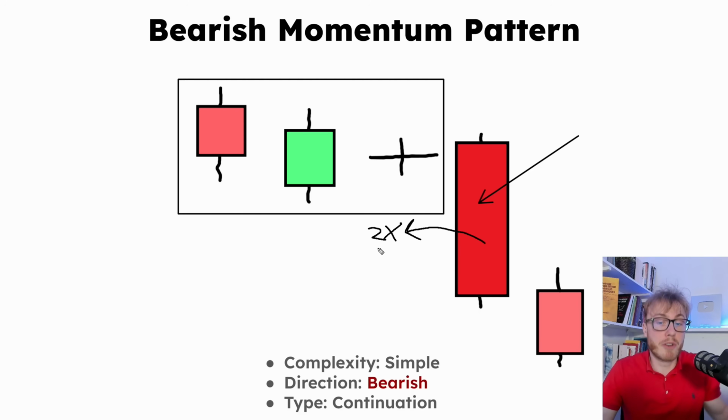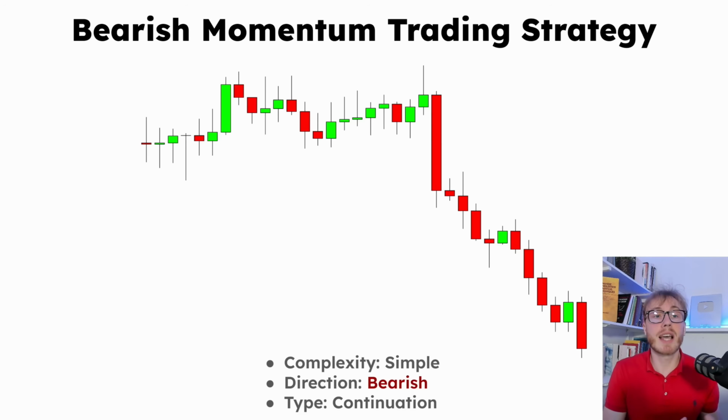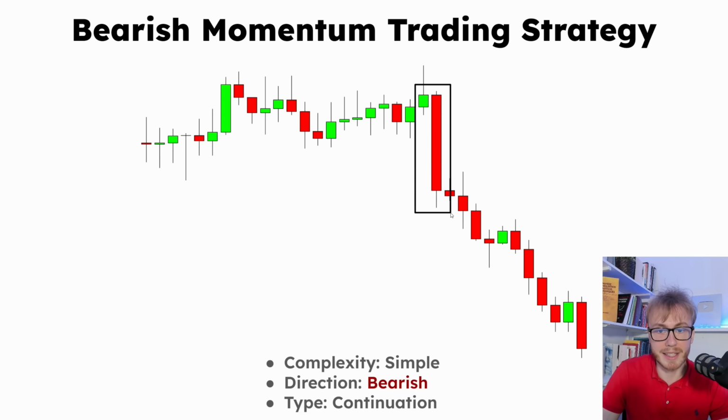We also preferably want to see the real body of the red candle be perhaps 3 times as large or even 4 times as large as the previous candles. Now let's take a look at the bearish momentum trading strategy. As always, the very first thing we need to do is identify the pattern. In this case, the bearish momentum pattern can be found right here. As you can see, on this red candle we have a very long real body.